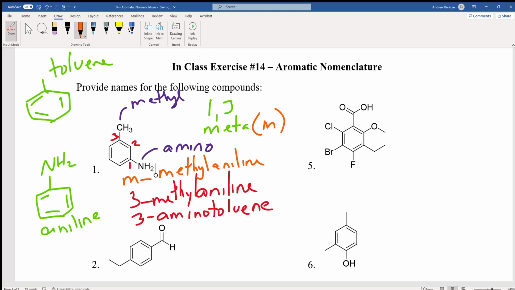But this first one is a good example of how complicated aromatic nomenclature can get, especially for what looks like such a simple compound. And again, that's because of the number of common names that exist, plus the fact that for disubstituted aromatics, we have both the numbering system as well as the ortho, meta, para possibilities.